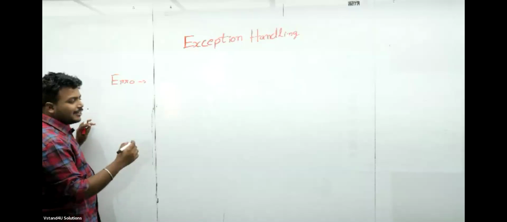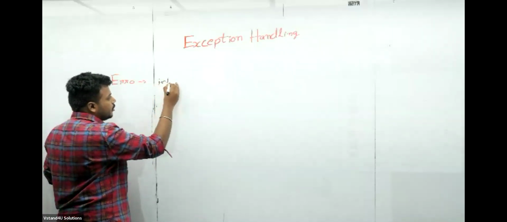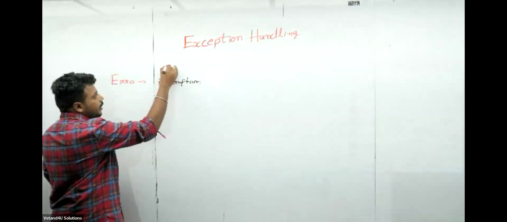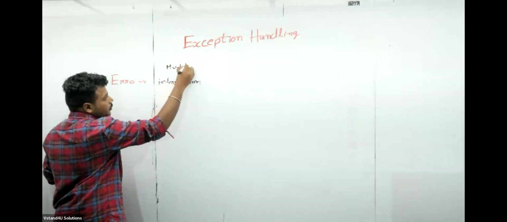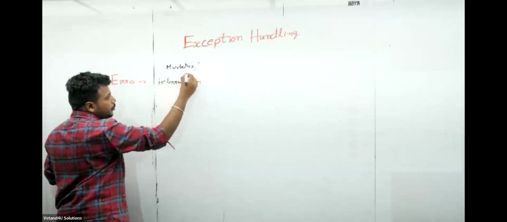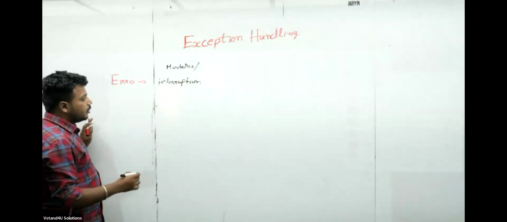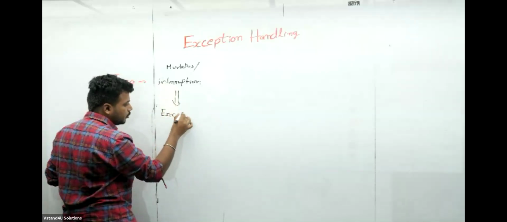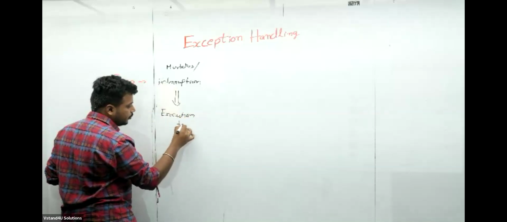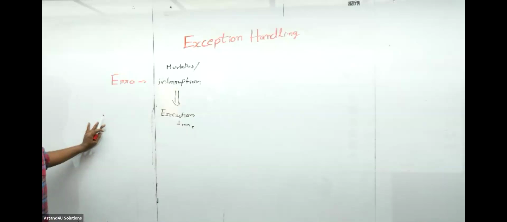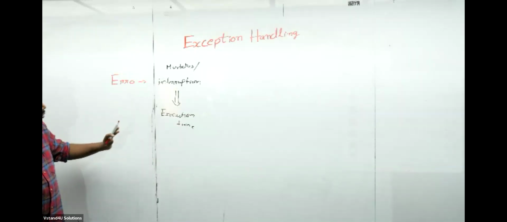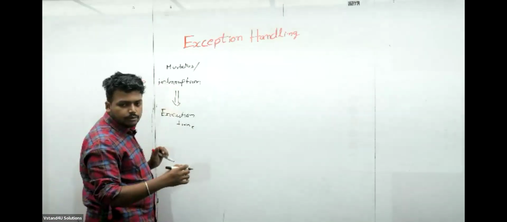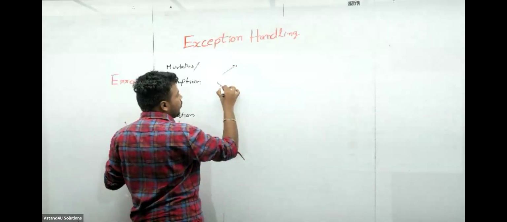Error is nothing but an interruption, or else we can call it a mistake also. Error is a mistake or an interruption we find in the execution time. Correct. In error, we have two types. Can you name them?